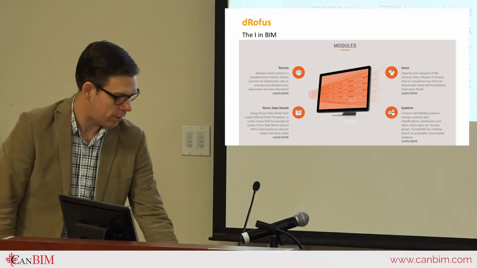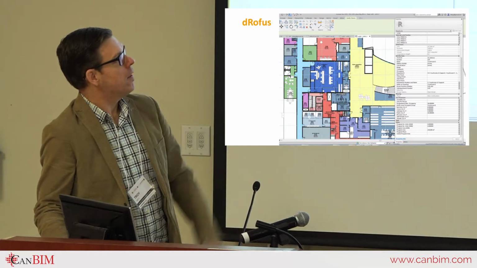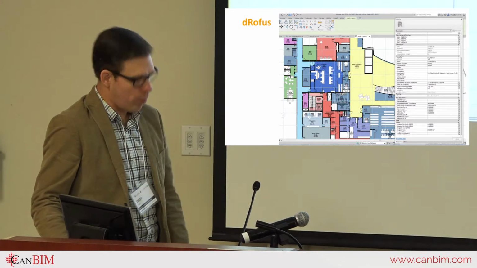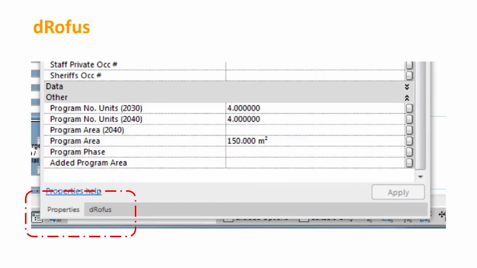So I'll talk a little bit about, we're using dRofus on that project as we speak. So this is an export of the model and typical things you see within Revit with the properties palette. But there's now a little button in the bottom left-hand corner with dRofus. So you click that, and now you get a dRofus properties palette.